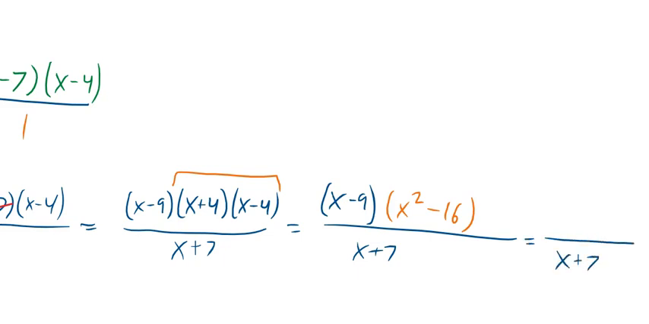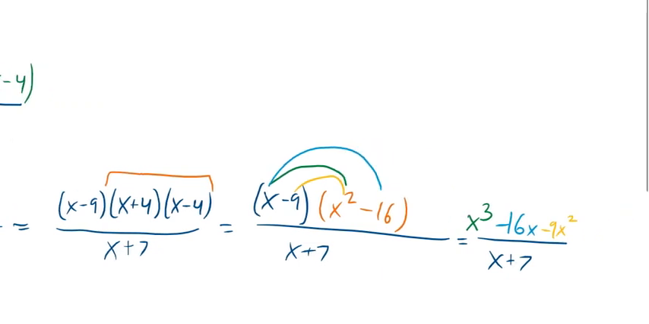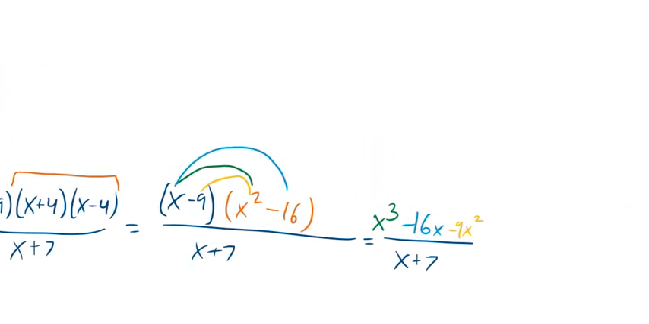When I do that, I make sure I include every possible combination. X times x squared is x cubed. x times minus 16 is minus 16x, minus 9x squared, and plus 144.